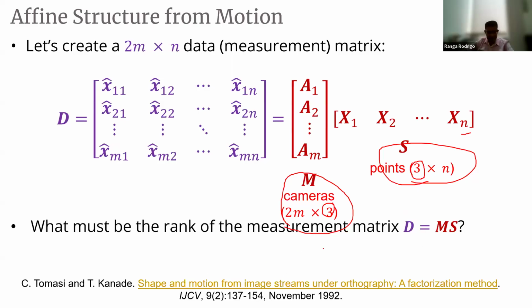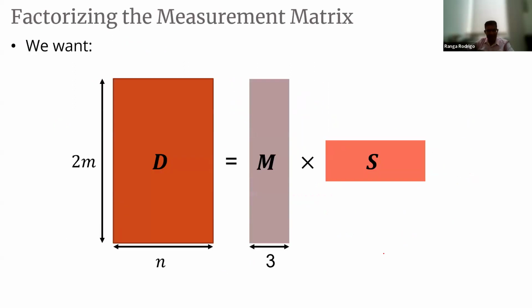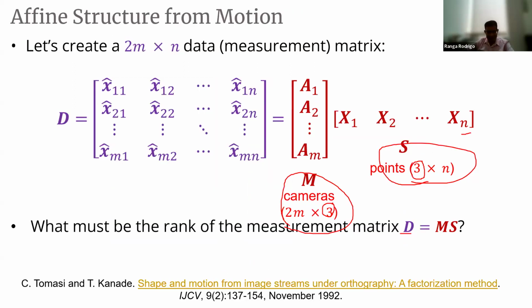So what must be the rank of the measurement matrix D? It must be rank 3. Why is it rank 3? Because we have multiplied a 3-column matrix and a 3-row matrix. So we write it as M and S. Yeah, M and S. You can see M and S there.